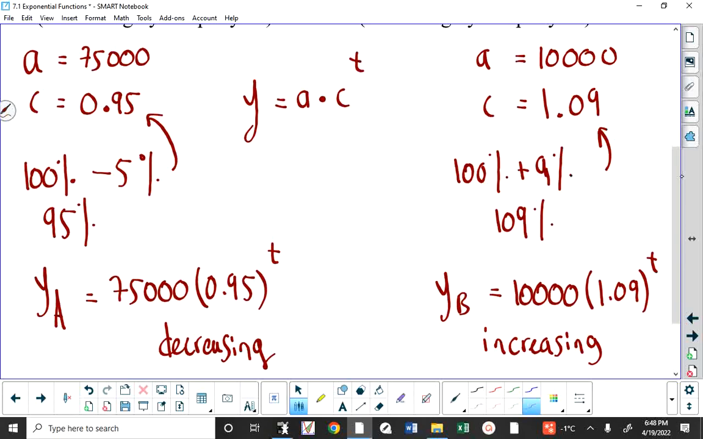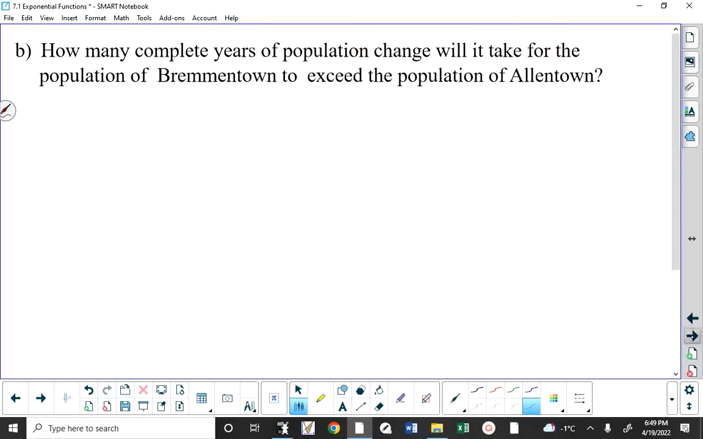Just before we finish this off, I want to pull us full circle back to the beginning when I said to you that we are going to be looking at applications, and our sophistication of the application understanding is going to grow from day to day. So we're going to continue to work with this type of thing next week. One final question here. How many complete years will it take for the population of Brementown to exceed the population of Allentown? Like, think about this.